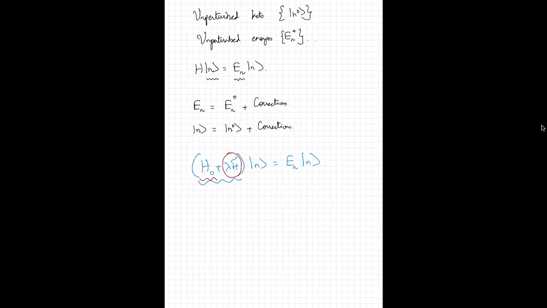Make sense? Yes, sir. So I'm going to calculate this modification. Okay, that is what I want to do. Make sense? Yes, sir. Okay.